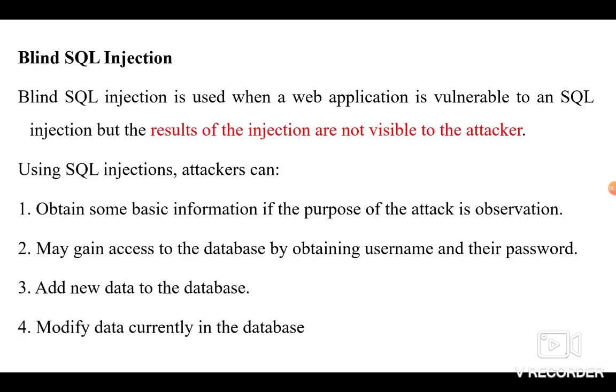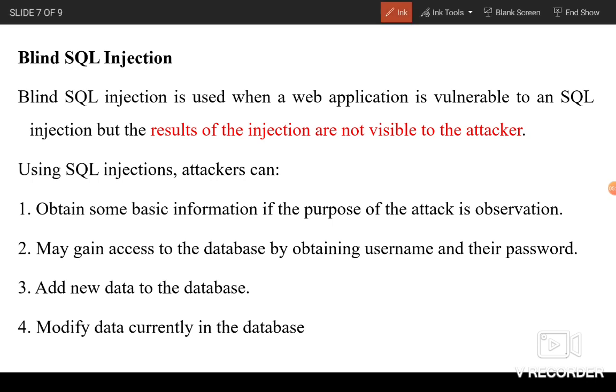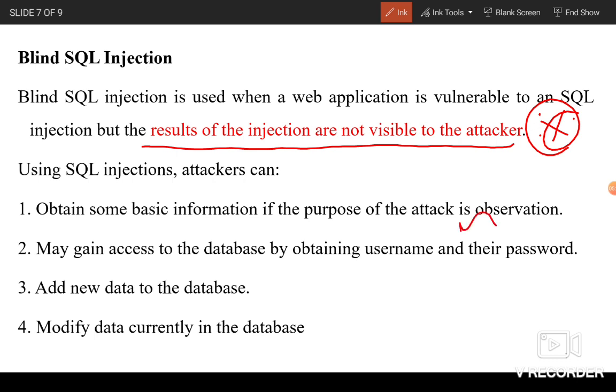So what is blind SQL injection? It is the same as SQL injection, but the difference is that the results of the injection are not visible to the attacker. In general, using SQL injection, the attackers can get basic information, or gain access to the database by obtaining the username and the password, or they can add new data to the database, or modify the current data in the database.